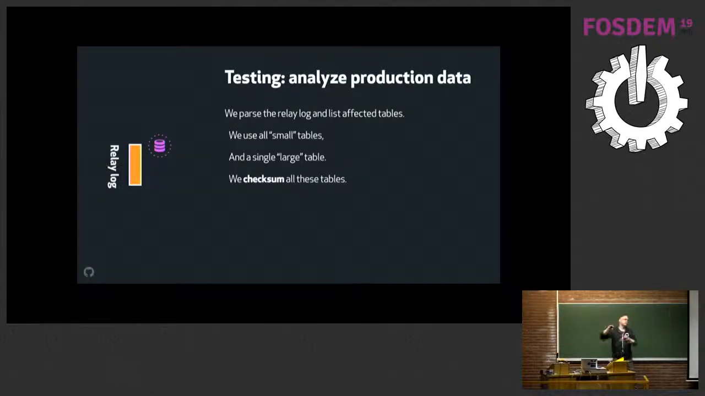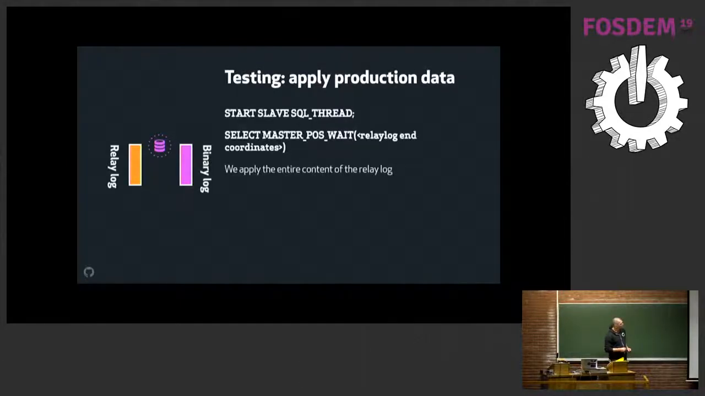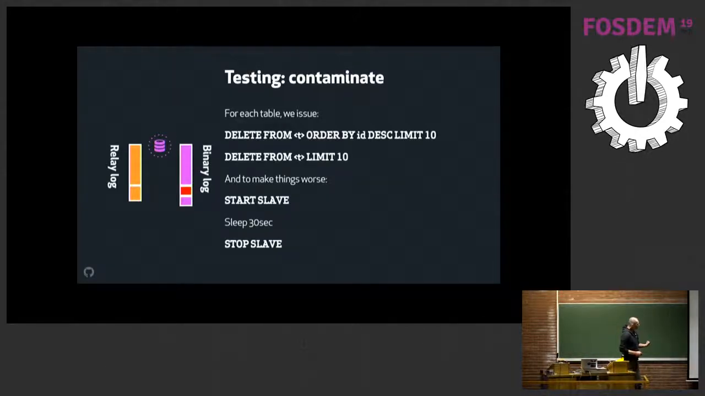That's also too big. We only take reasonably small tables and one random big table, which still leaves us with like 30, 40, 50 tables each run. We decide, okay, these are the tables being affected in the relay logs, and these are the tables we're going to checksum. That's going to take between minutes and a few hours to checksum all these tables. We take a checksum. The next thing we do, we kick the SQL thread. We apply those changes on the server, which generates binary logs. Okay, so far? Good. Now we've applied 30 seconds' worth of production data. Next thing, for each of those tables we listed before, we randomly delete 10 rows. We just do damage, right?